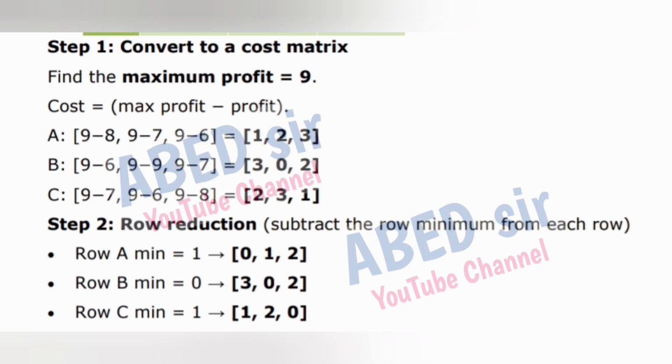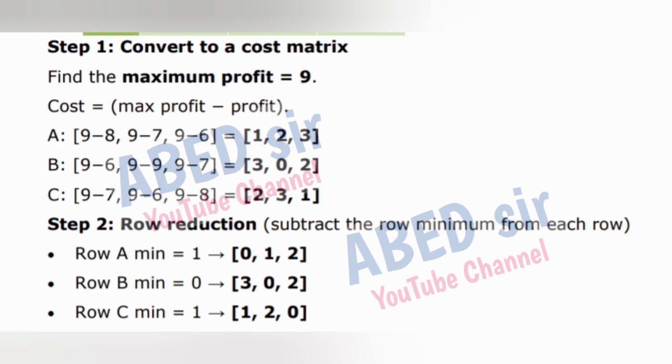A: 9-8, 9-7, 9-6 is equal to 1, 2, 3. B: 9-6, 9-9, 9-7 is equal to 3, 0, 2. C: 9-7, 9-6, 9-8 is equal to 2, 3, 1.